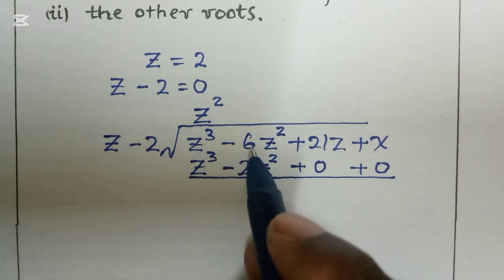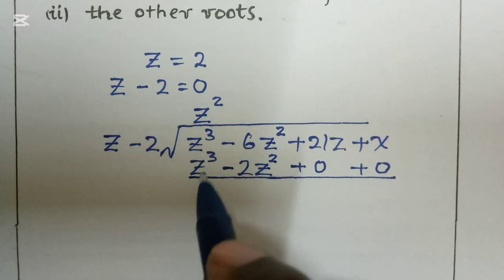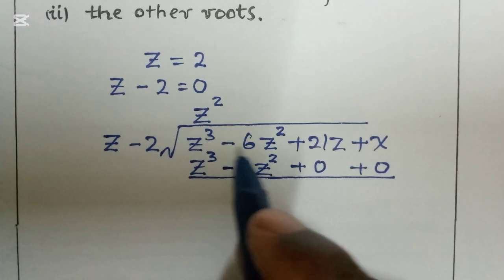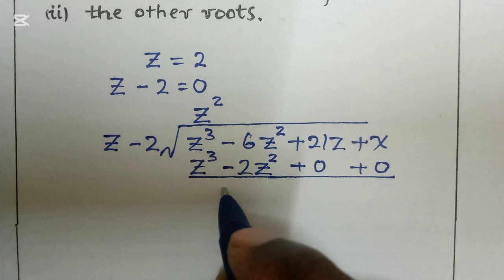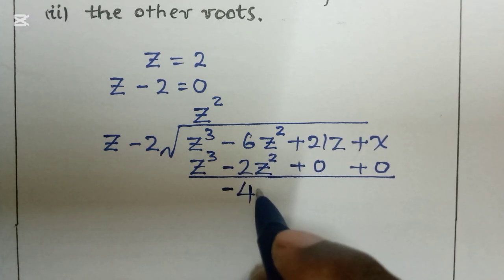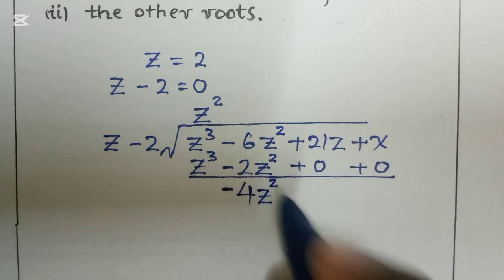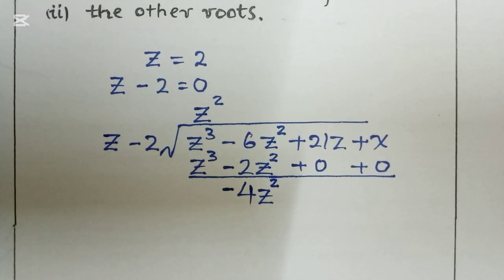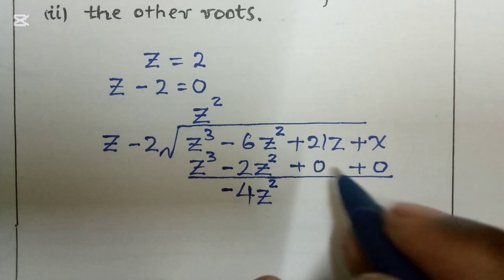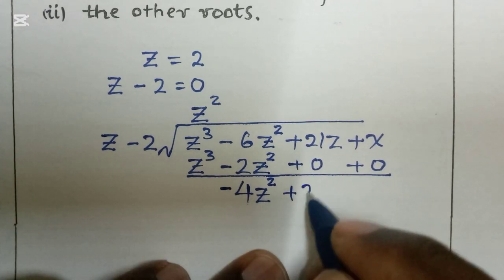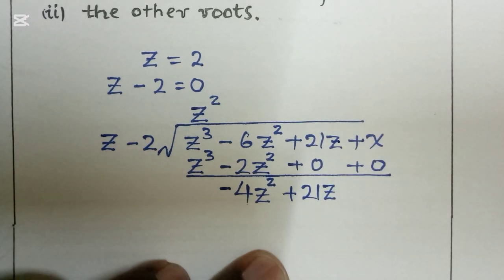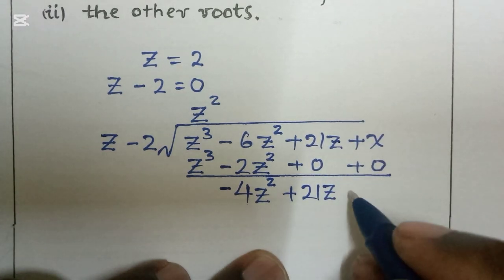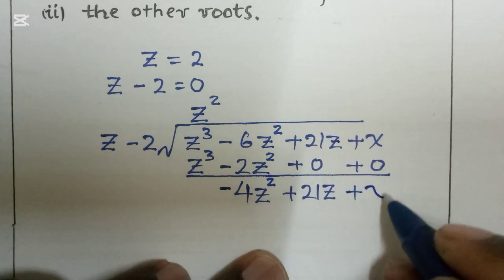So we subtract this, that is 0, then negative 6 minus negative 2. That gives us minus 4z squared. Then plus 21 minus 0, that gives us plus 21z. And then here we have x minus 0, that gives us plus x.